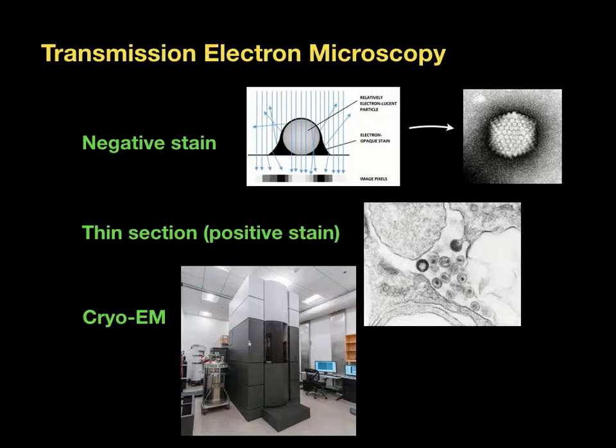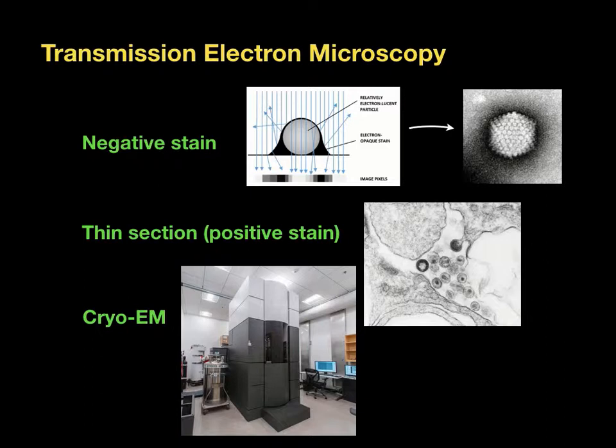So how do we stain our samples? We can use a negative stain, which is pretty simple. This is the only one I'm familiar with. It's called a negative stain because we don't actually see the sample, we see the shadow of the sample.